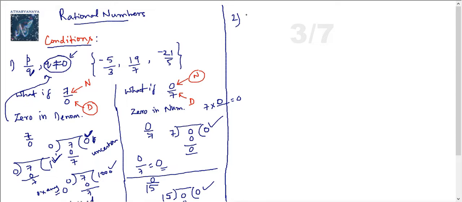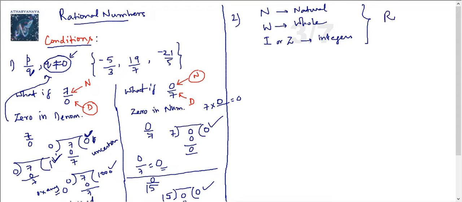Okay. So let's see one more thing. The second thing is N stands for natural numbers. We already discussed in the previous session. W stands for whole numbers. I or Z stands for integers. All these come under the category of rational numbers only. They are all under the category of rational numbers. They are subsets of rational numbers.